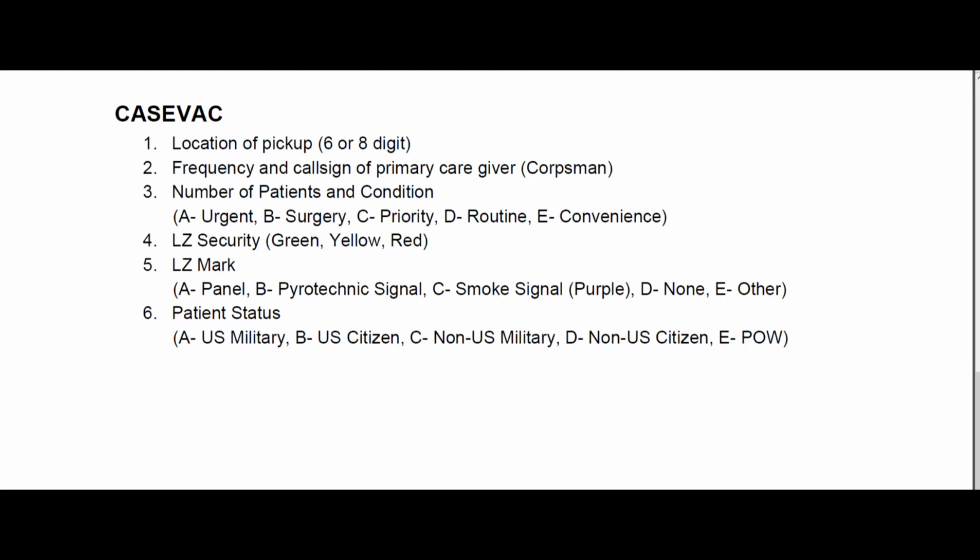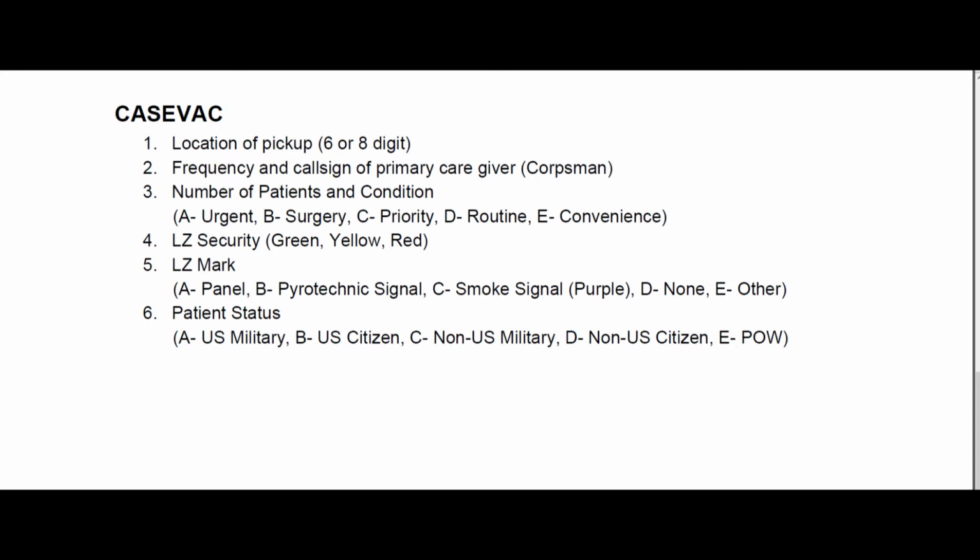Line number 3 is the number of patients and condition. This is read in the A, B, C, D, and E scale. A being urgent. Those are going to be your most critical patients, the ones that need to be evacuated now. Bravo patients are going to be surgery. So they're a little bit less urgent than Alpha patients. However, they are in need of surgery and do need to be evacuated out of that area as quickly as possible. Charlie patients are priority patients.